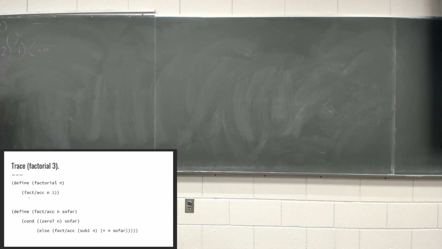I'm going to use ... to represent the rest, just to make this a little bit shorter. And of course, 2 is not equal to 0. So the first question is going to evaluate to false. And so we can get rid of it. And we're left with the else.